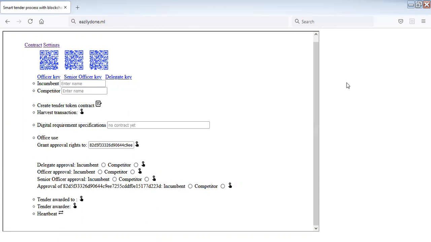We'll start the tender process with details about the suppliers. Let's say the incumbent is Cognizant and the competitor is TCS.